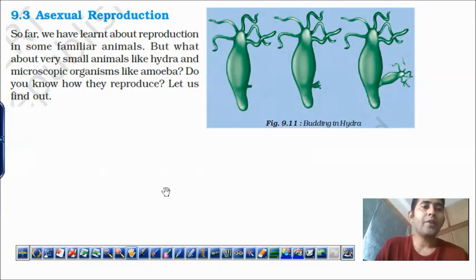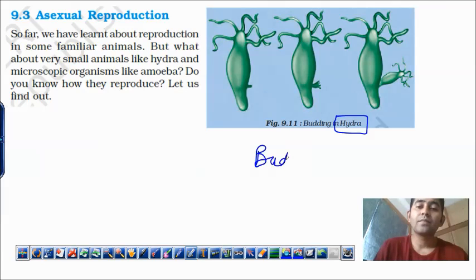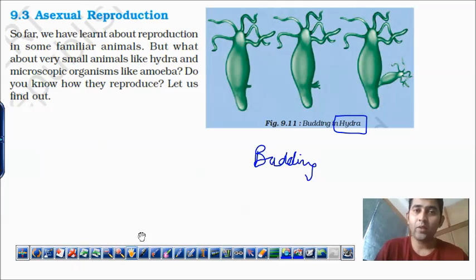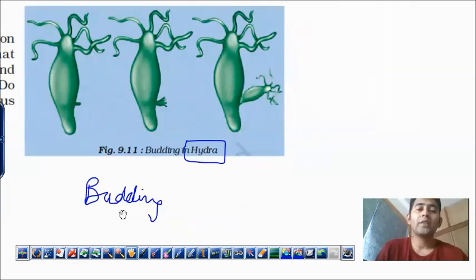So far we have learnt about reproduction in some familiar animals, but what about very small animals like hydra and microscopic organisms like amoeba? Hydra, इसकी साइज माचिस के डिब्बी जितनी होती, small organism. It lives inside the sea. And how does it grow? Budding. एक हाइड्रा में से दूसरा हाइड्रा पैदा होता है. ये है तो एनिमल, बट प्लांट की तरह ग्रो करता है.